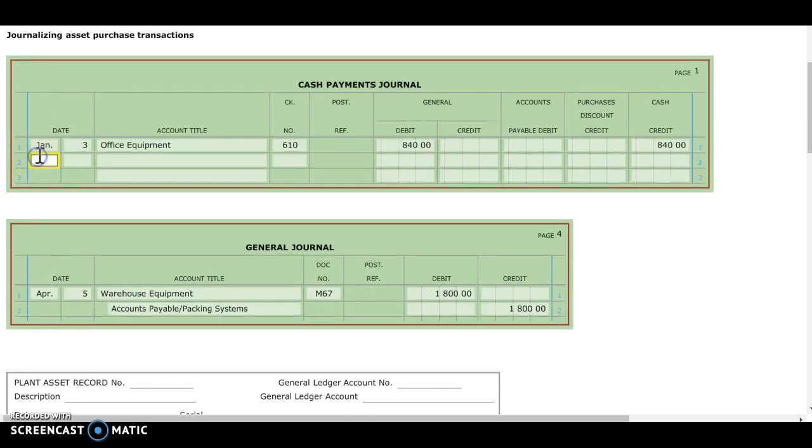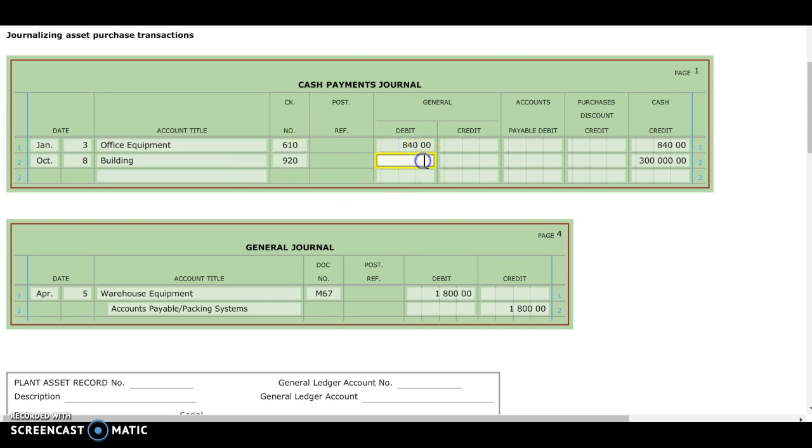So cash payments journal, October 8th. And I'm going to put in my cash credit right away. This was a total of $300,000. And then I'm going to go back here and put in my first one. Notice we have 2 lines for this one because we have 2 different assets: the building that we bought, and then we also have the land that we bought as well. So I'm going to put in 920 was my check.